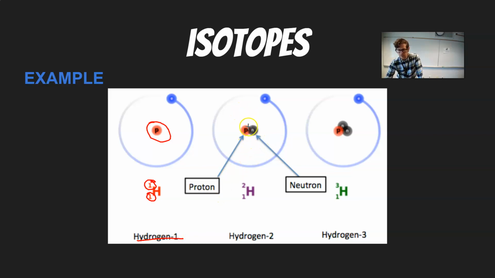Deuterium, which is in heavy water, is a proton and a neutron, right? 1 of each. That gives it a mass number of 2. So we put the 2 there, or we say hydrogen-2. And then tritium, as I mentioned, is a 3rd and even more rare form, where there are 2 neutrons in the nucleus plus that proton, so it gives it a mass number of 3, and we would write it as hydrogen-3.